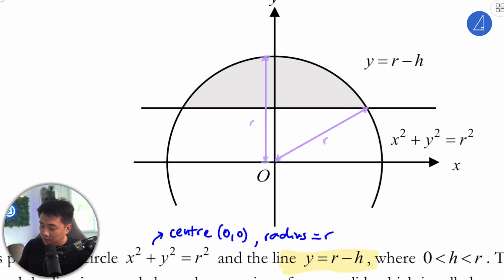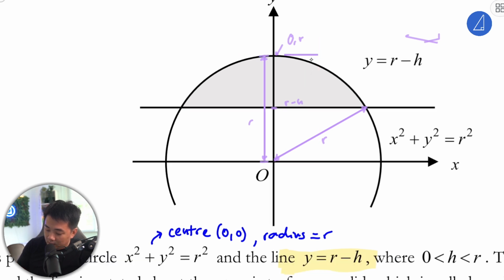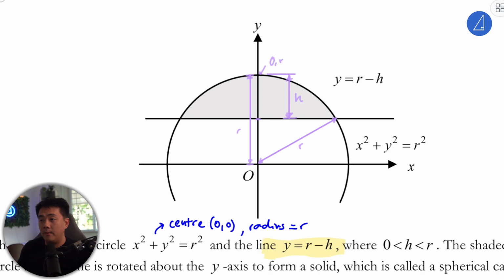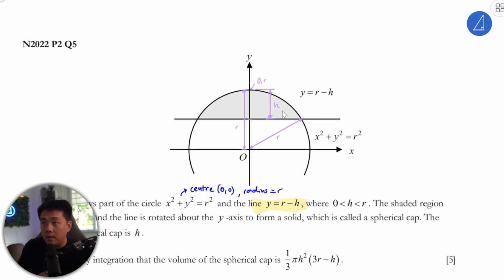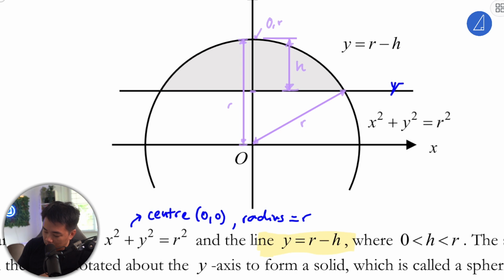So if this is r minus h, it will just imply that this height here, because this is r, right? This point here is (0, r). So this is actually r minus h, so it implies that this height here is actually our h. Alright? So r minus h will give us this entire r minus h over here.